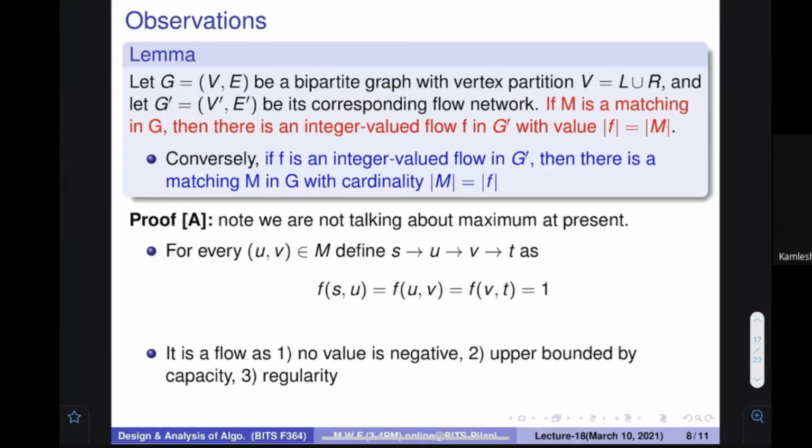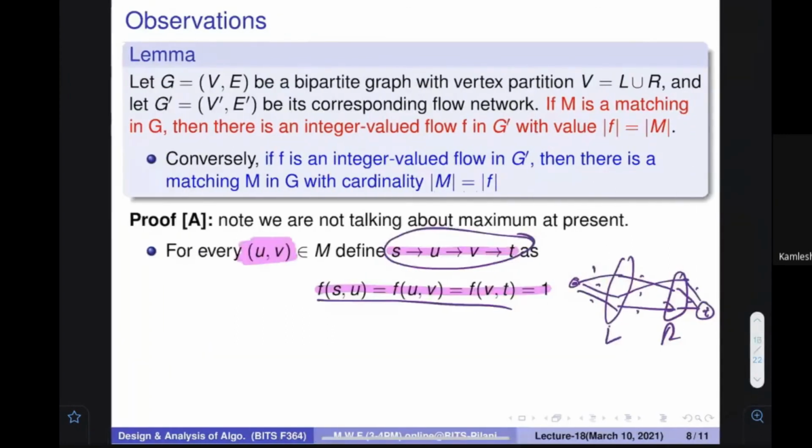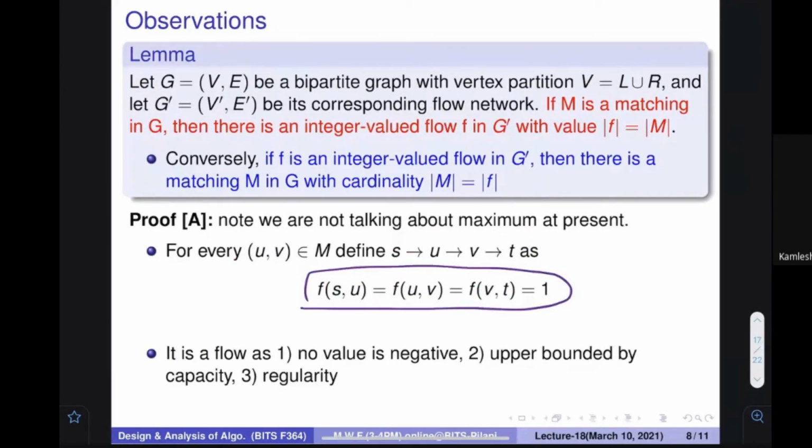So if I do this kind of construction, is it a flow? How can I show that it is a flow? Once again, recall from the previous session that a flow has 3 properties. First, no value should be negative. Value could be 0, but it cannot be negative. Is it like that? Yes, because of our setting, either the value is 1 or 0, so there is no negative value. So it is satisfied.